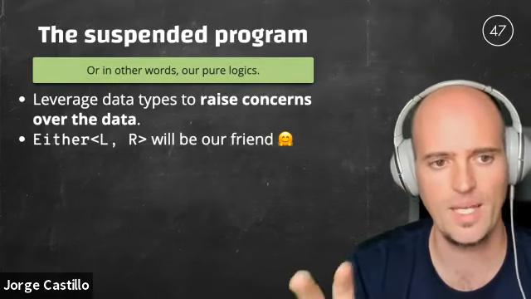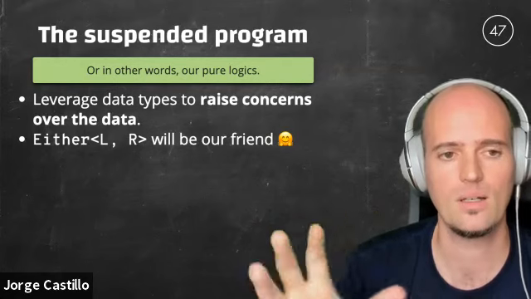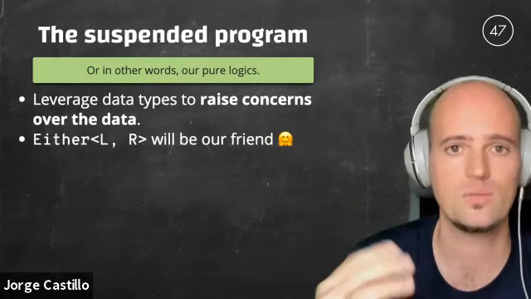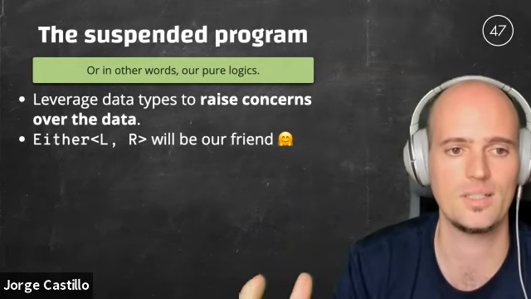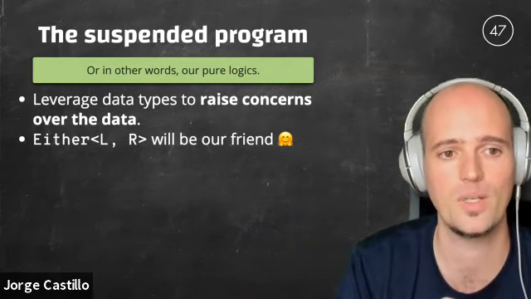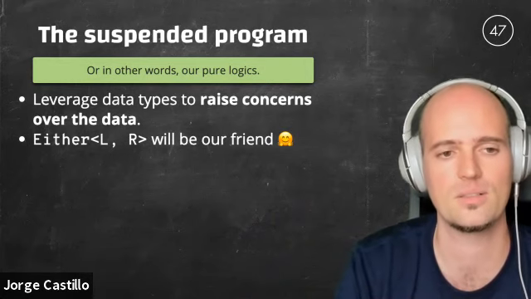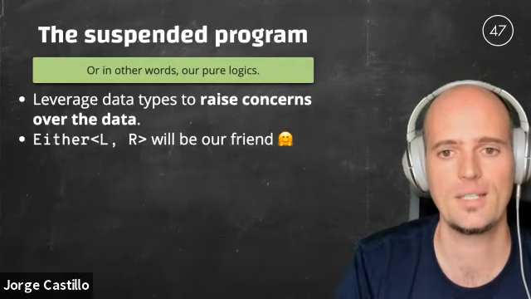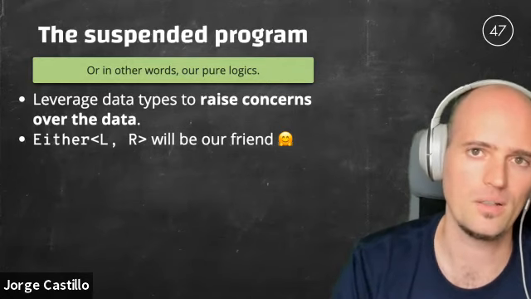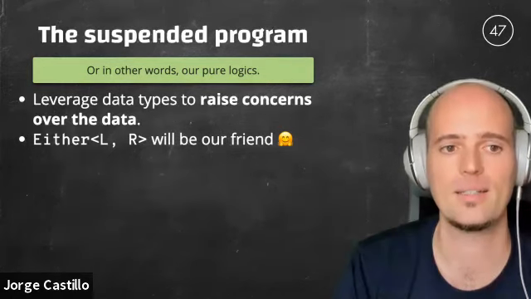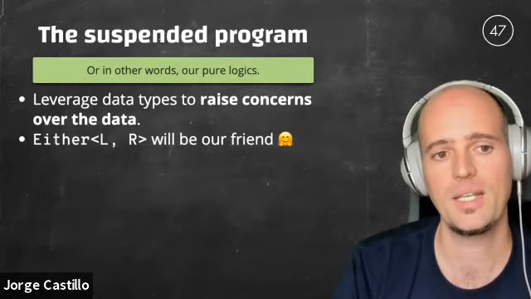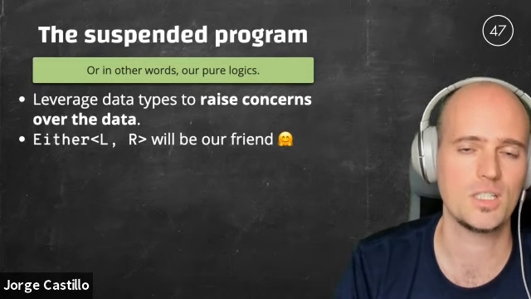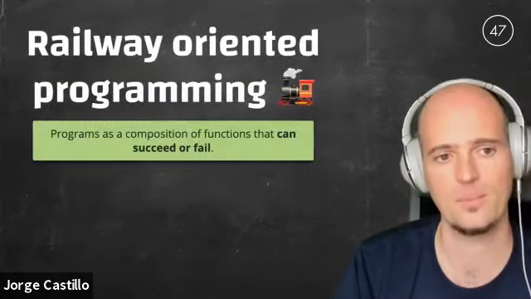So we have this environment, we have this runtime we need to provide for running our suspended or effectful programs. How do we write the actual logics that compose those programs starting from there, or how do we write the complete architecture? So we are going to be using the power of data types, and the main one we are going to focus on today is Either, but we'll also see Validated and a few more. But basically the idea is that we are going to use data types as a way to raise concerns we have over our data, okay?